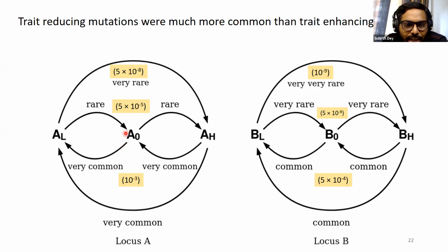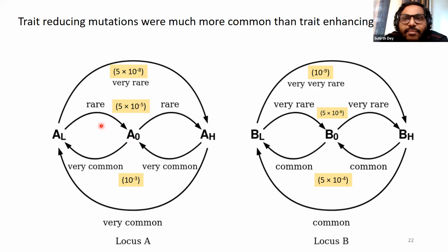So here we have, let's say, A, and this is both 0 to show ancestor and O to give you the intermediate one. From here going to a lower trait state is very common, 10 to the power minus 3, and going from here to the opposite side is rare. Similarly, going from AO to AH the mutation rate is lower, 5 into 10 to the power minus 5, but going from here to here is higher.